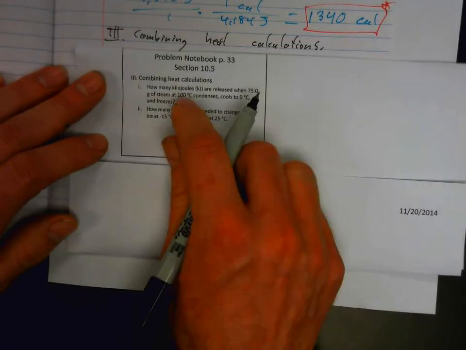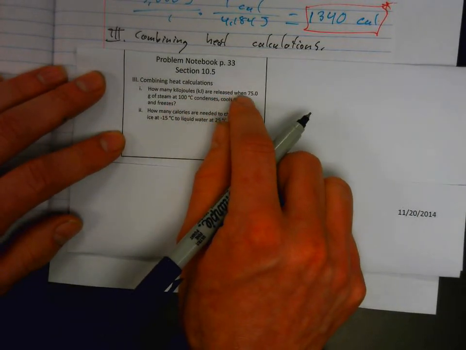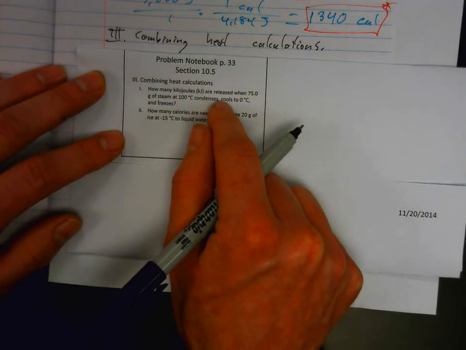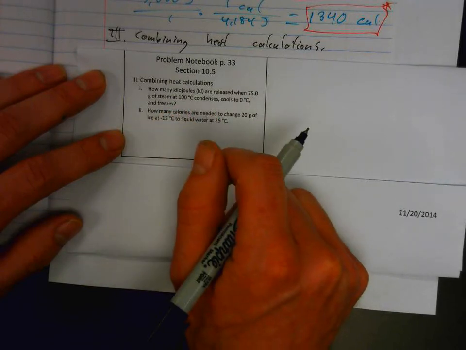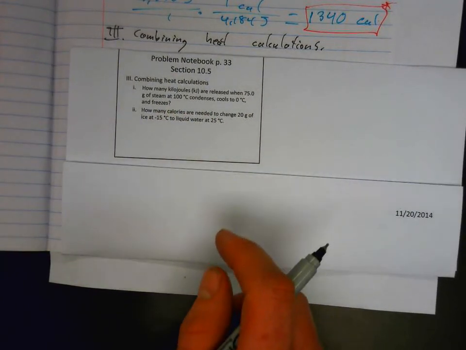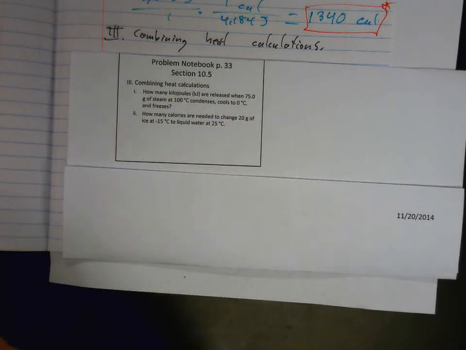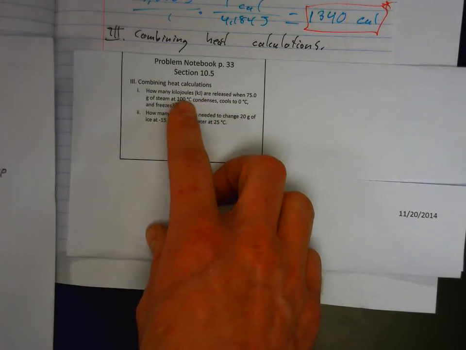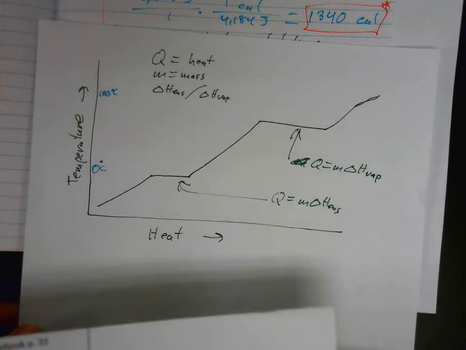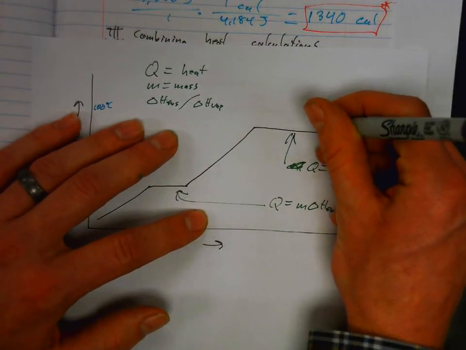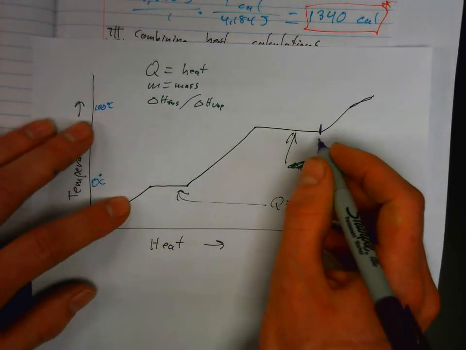So this problem says, how many kilojoules are released when 75 grams of steam at 100 degrees Celsius condenses, cools to 0 degrees Celsius, and freezes? So we're combining several calculations here. We are starting off looking at our diagram. We're starting off with steam at 100 degrees Celsius. So on this diagram, that's going to be right here.